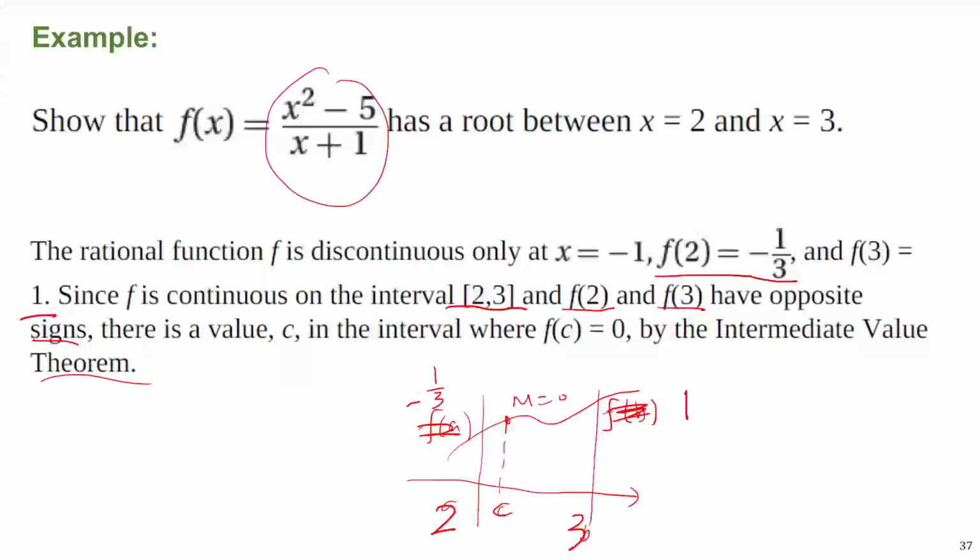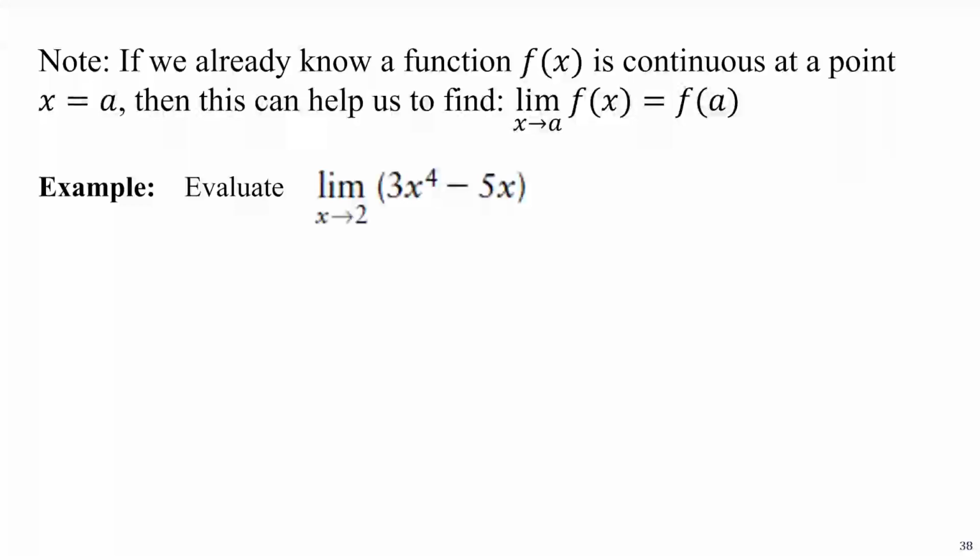Okay, let's have a look at another example. Also note that if we already know a function f(x) is continuous at a point x equals a, then this can help us to find the limit of that function when x approaches a, right? So basically, if you know the function is continuous at that point, then the limit of that function when x approaches a should equal f(a), right? So using this, can we evaluate the limit of that function when x approaches 2?